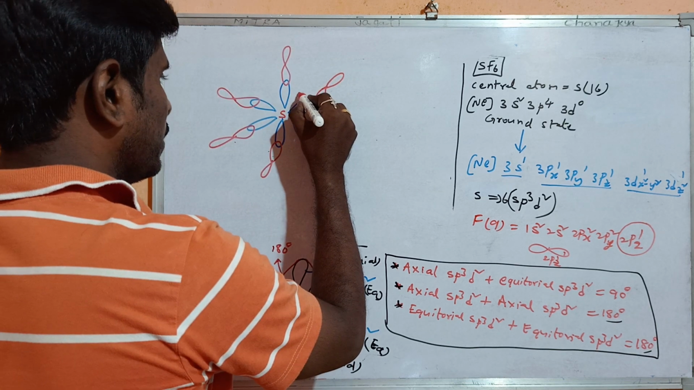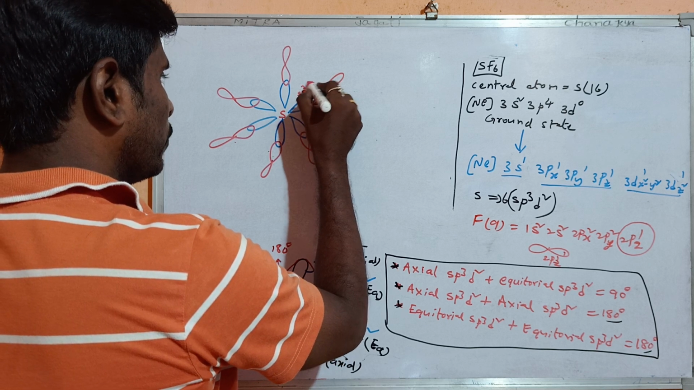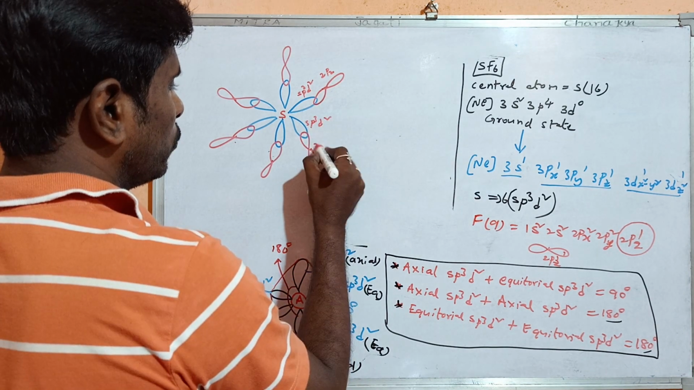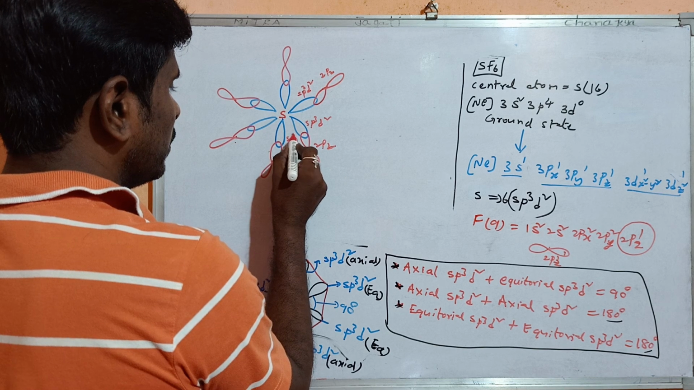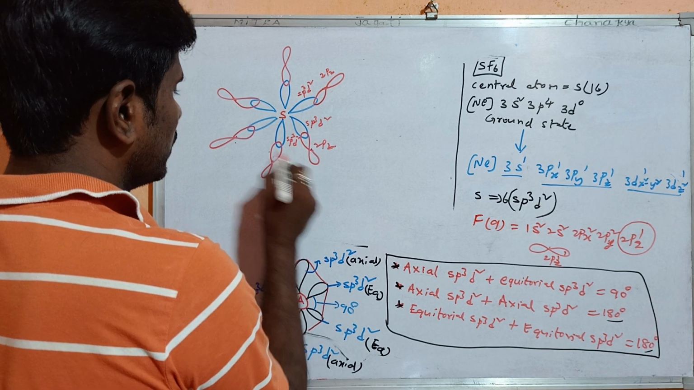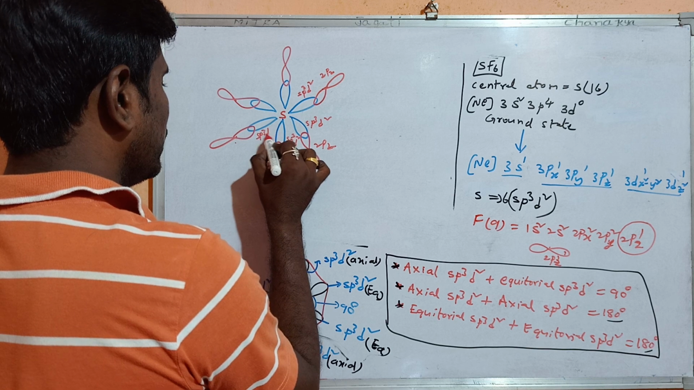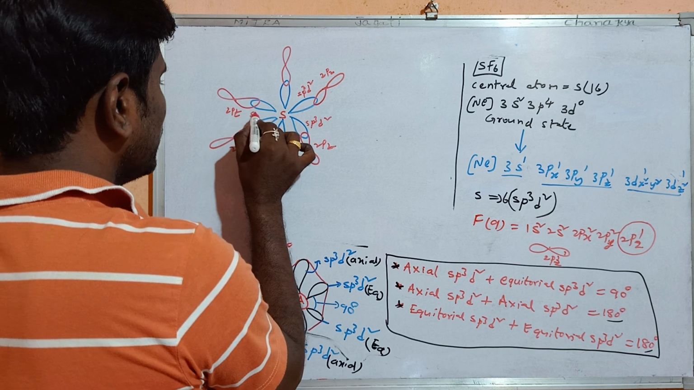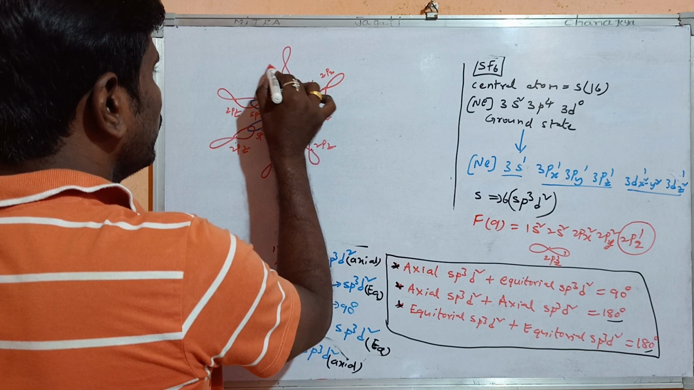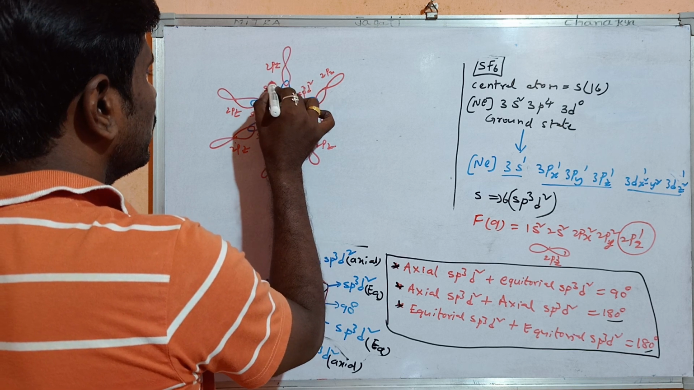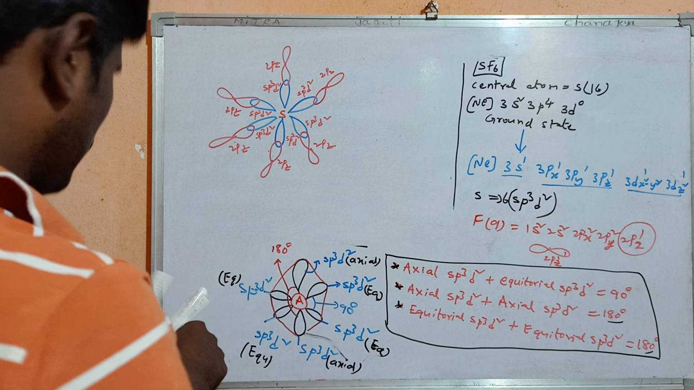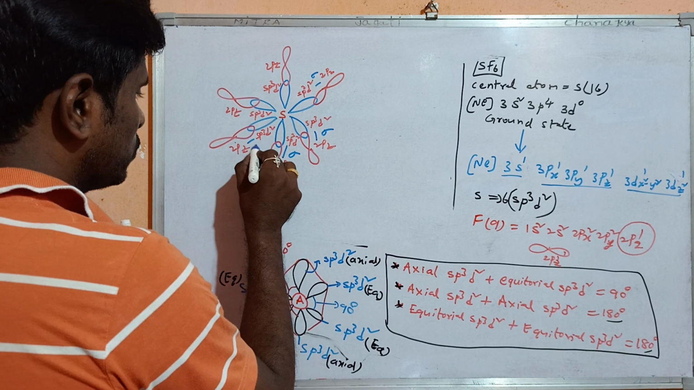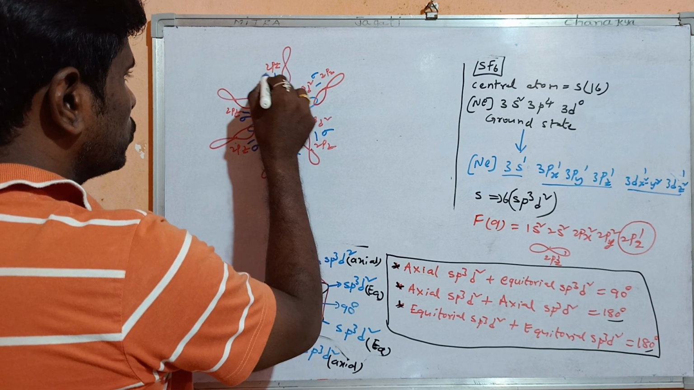Okay, these all are sp3d2 with 2pz. The bond between these two is a sigma bond, these two also sigma bond, these two also sigma bond, these two also, these two also, these two also sigma bond.